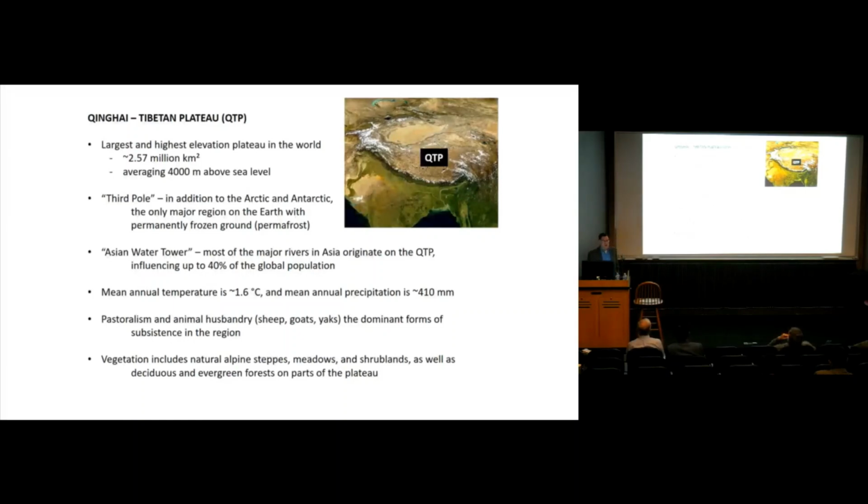It's called the Asian Water Tower. The major rivers in Asia originate on the Tibetan Plateau with an influence of up to 40% of the global population, which is pretty amazing. It is an area largely of pastoralism, animal husbandry. They're the dominant forms of subsistence in the region, and the vegetation is alpine steppes, meadows, and shrublands. Yet there are some deciduous and evergreen forests on parts of the plateau.